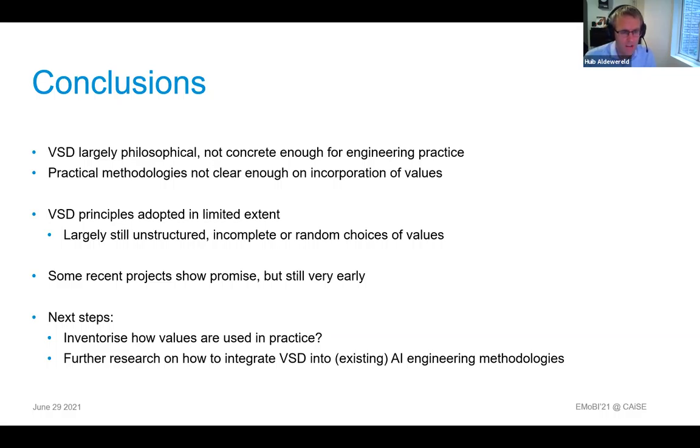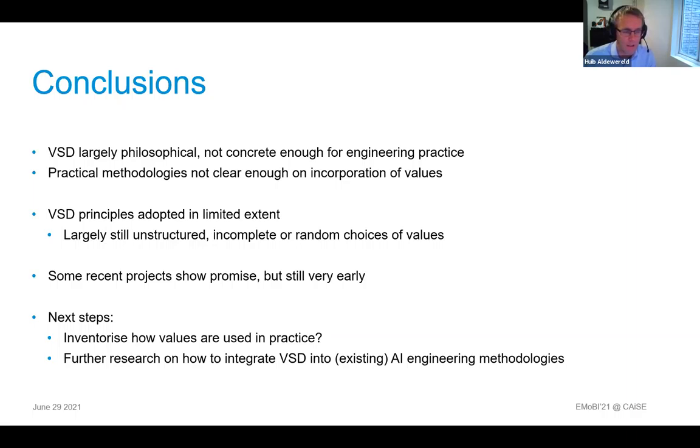Looking at different projects from each of these examples, we've only identified one that indeed used values explicitly in the design, with a description of how it has been done that can be replicated in other studies. Which shows some potential to look at, but it's still a first project. It's only from last year, so we still have to see whether this is an academic exercise or it's actually replicable in a concrete industrial environment.